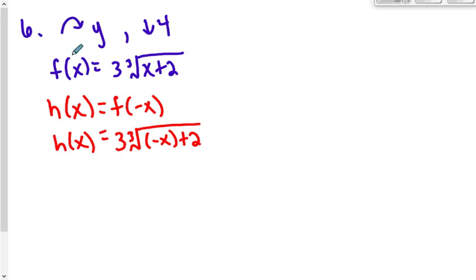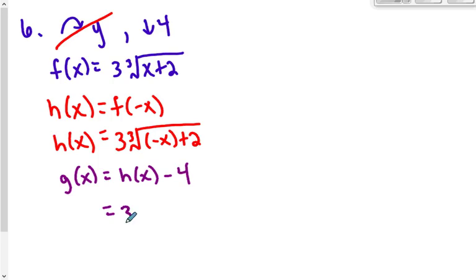So that part's done. Now g of x, because it says followed by. Down 4. Is that going to be inside or outside? Outside. So it's the h of x plus or minus? Minus 4. So I'm going to write that whole red function right there and then minus 4. So I've got 3 cube root of negative x plus 2. That's all underneath, and then a minus 4 on the end. Do you see your answer?